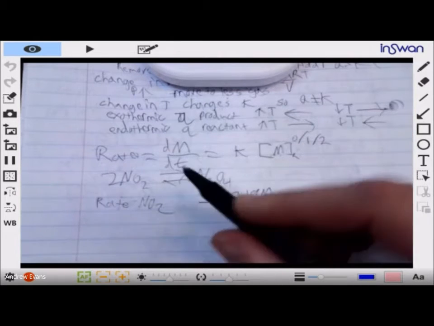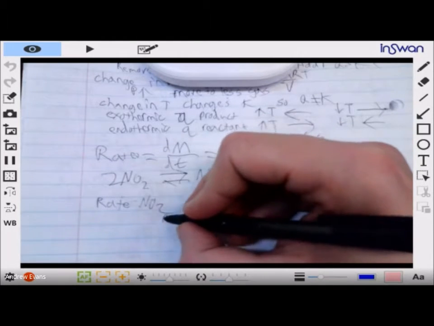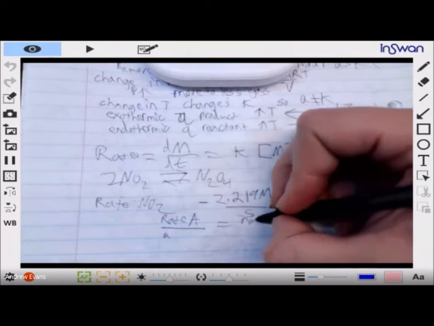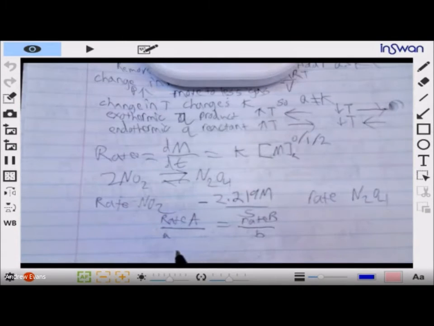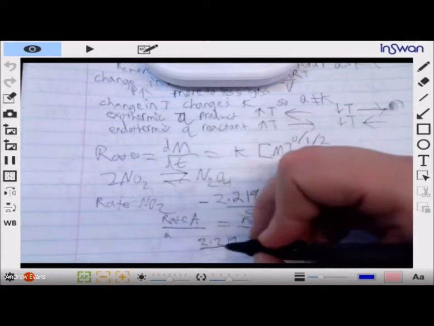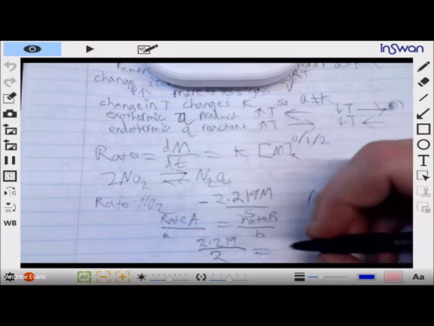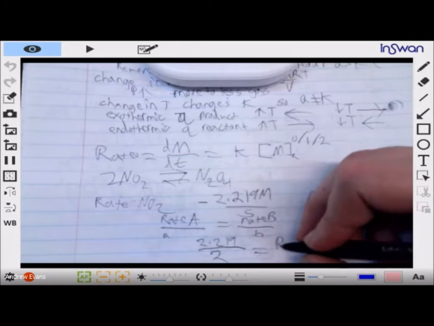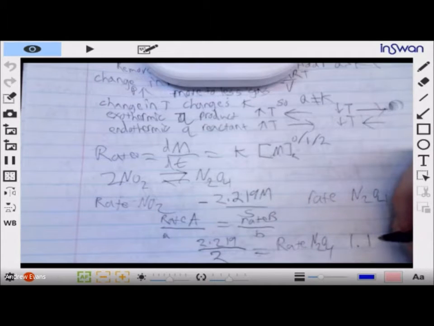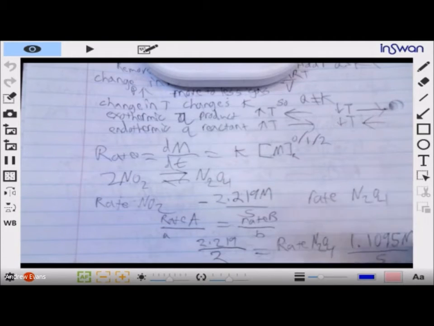Well, the idea here is that we could look at this as rate A over its coefficient is equal to rate B over its coefficient. Well, in this case, rate A is 2.219. Its coefficient is 2. So that's equal to rate B over its coefficient, 1. So our rate of N2O4 would be 1.1095 molarity per second. Meaning this is being formed at a slower rate because NO2 has to decay twice as fast to make N2O4.